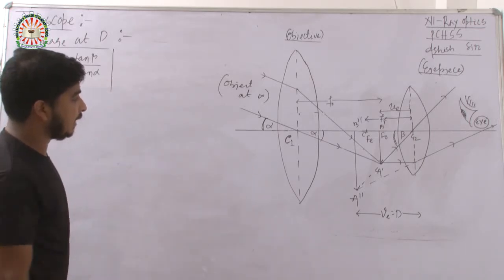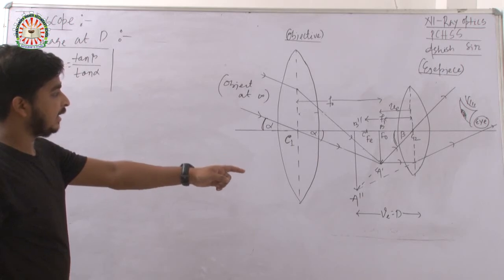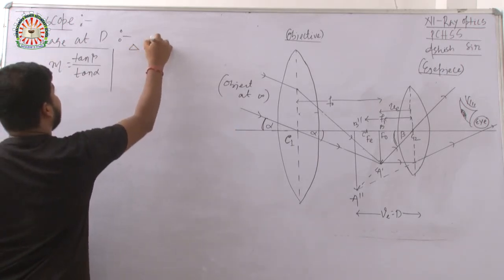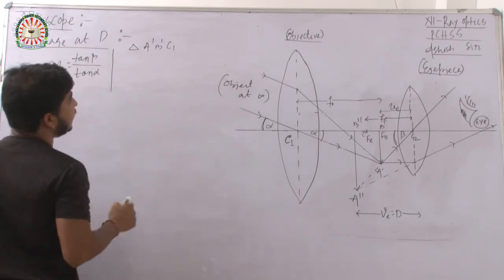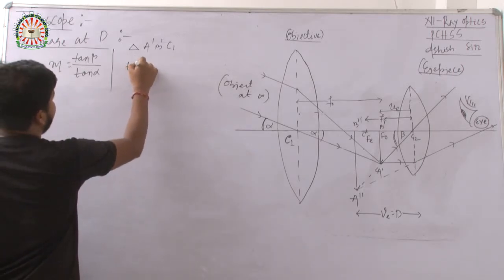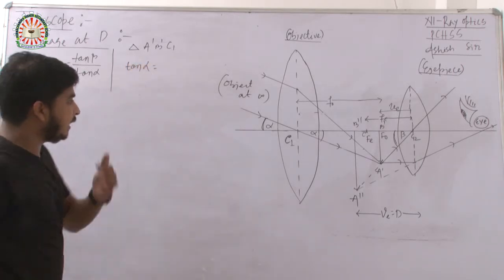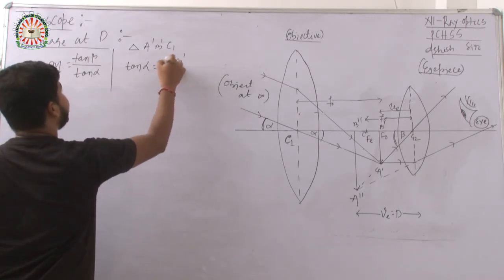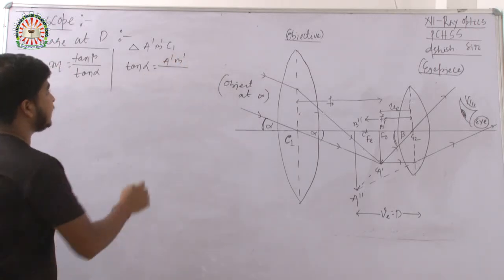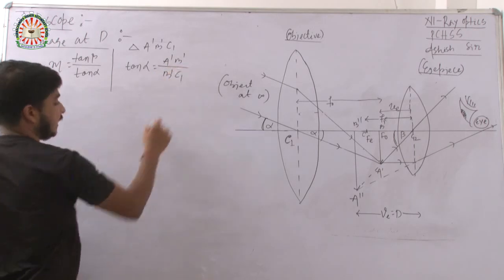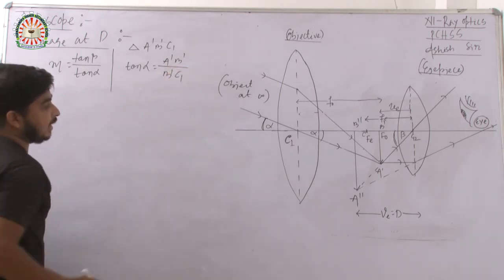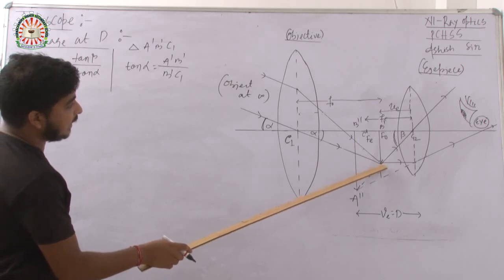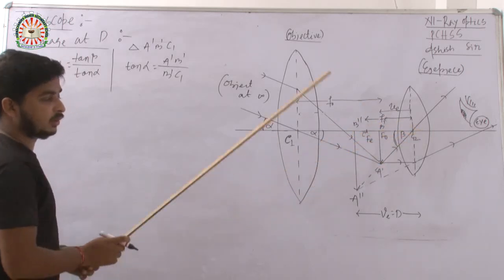Now let's find what is tan alpha. Look at the triangle A'B'C1. In this triangle, tan alpha is how much? Tan alpha is A'B' by B'C1. Similarly, now we have to find tan beta. Now take A'B'C2.